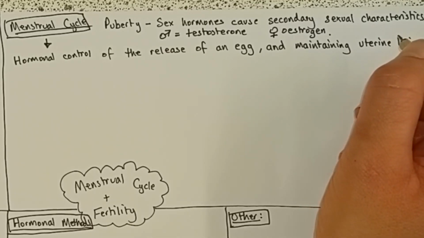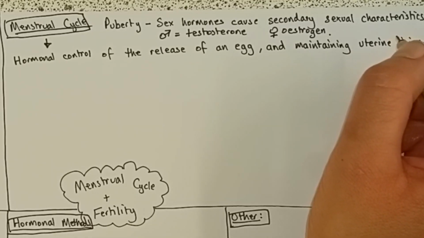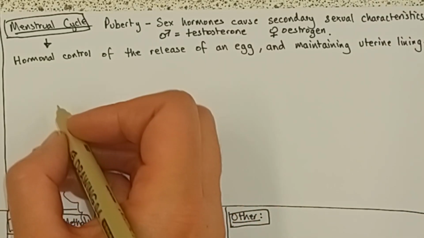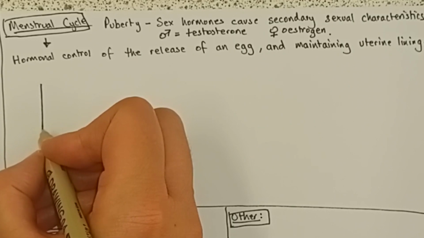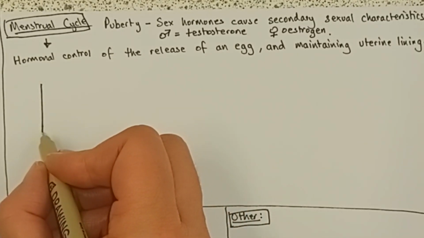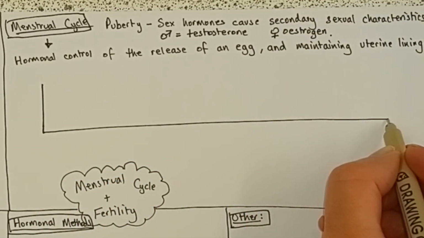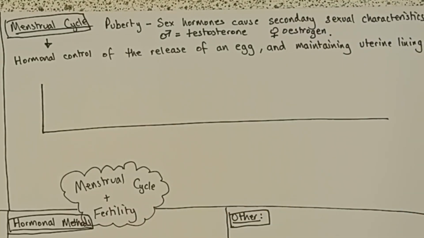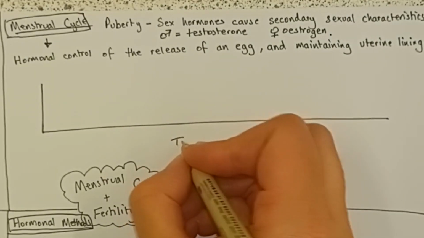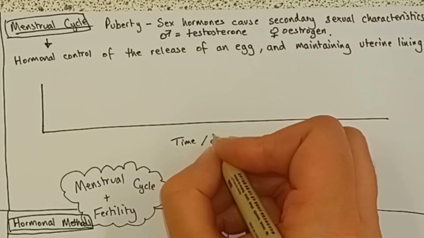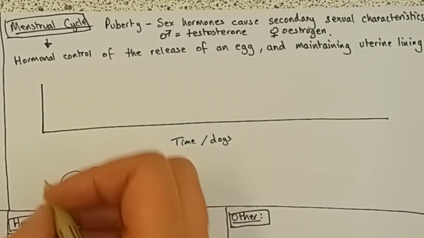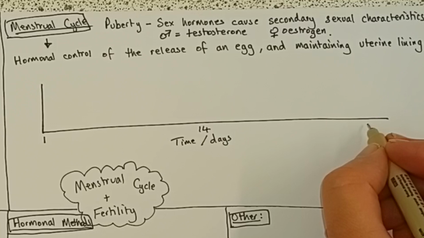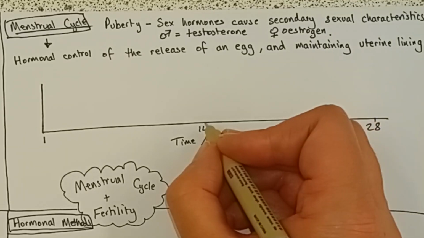So we usually represent this as a graph, and that's exactly what we're going to do today. So I'm going to draw a y-axis, and then I'm going to draw a long straight x-axis like that. So this is a nice long thin graph. At the bottom is going to be time. We're going to measure it in days. This is going to be day 1. This is going to be day 14. And this is going to be day 28 at the end.